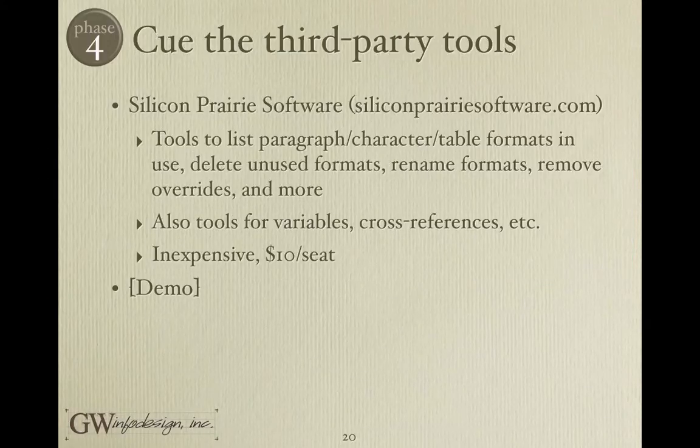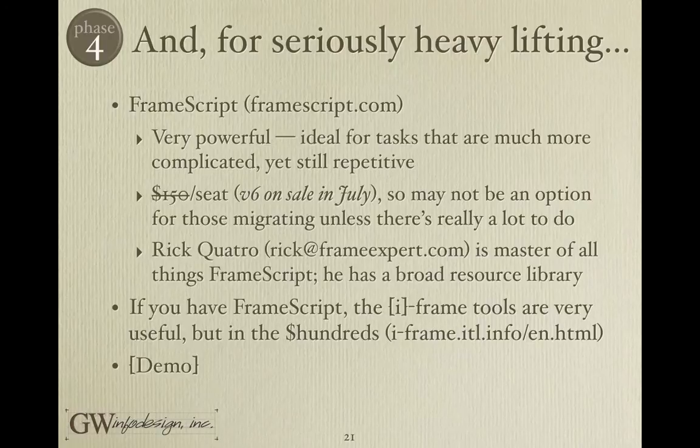So there are some third-party tools that can be really helpful here. The ones I use most are from Silicon Prairie Software. They have paragraph, character and table tools that will basically go through and do a report: these formats are being used, these aren't. You can rename them, you can nuke overrides, you can do all sorts of stuff. And they're cheap. I think they're $10 a license, and they're very handy. And I'll demo that in a second after the heavy lifting slide.